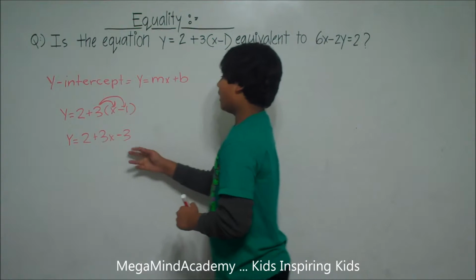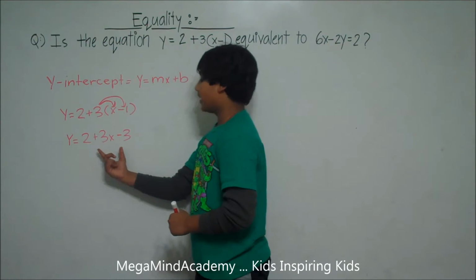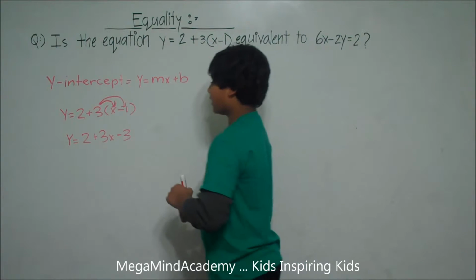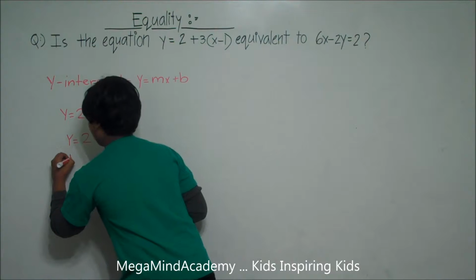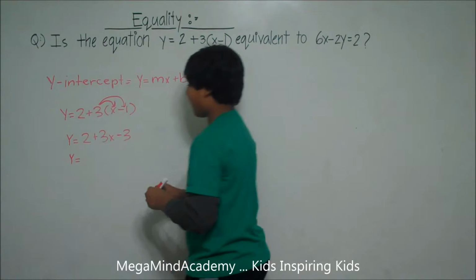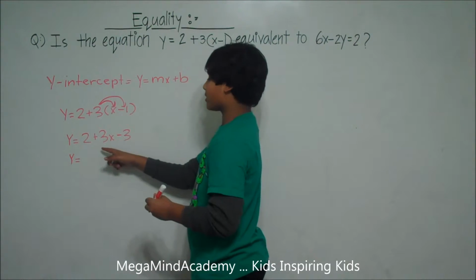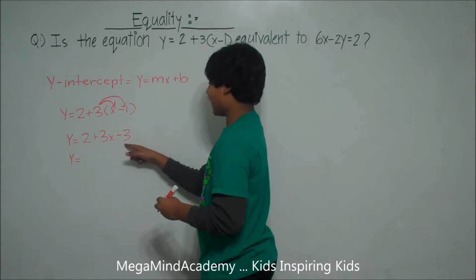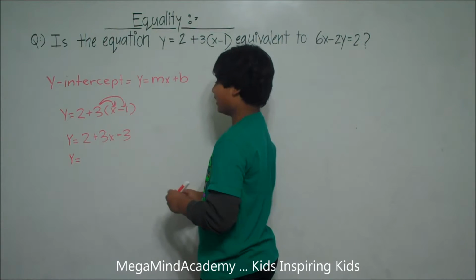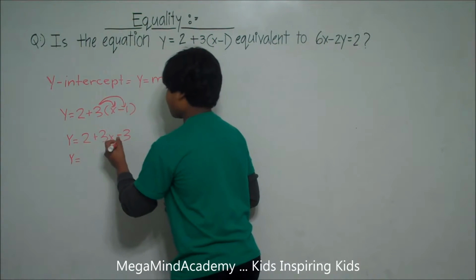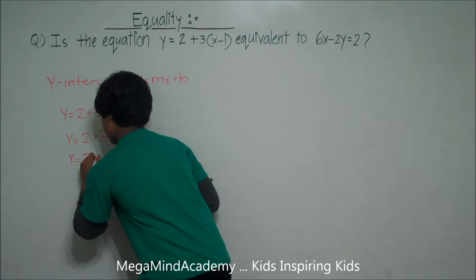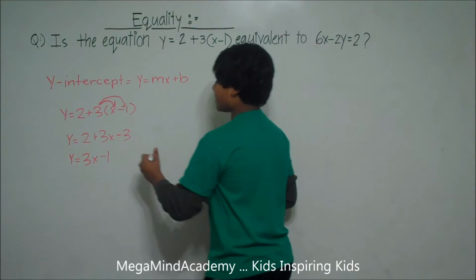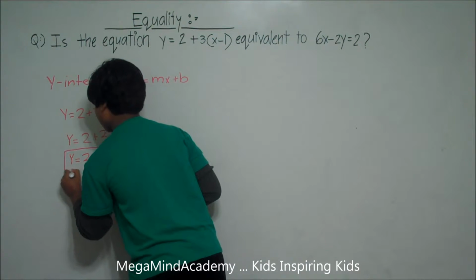Now we're not done yet. We still have to combine like terms. The like terms in this equation are 2 and negative 3. To combine them we have to either add or subtract. Here it's 2 and negative 3, so we subtract because there's a negative number. So 2 minus 3 is negative 1, and y equals 3x minus 1. So here is our y-intercept form.